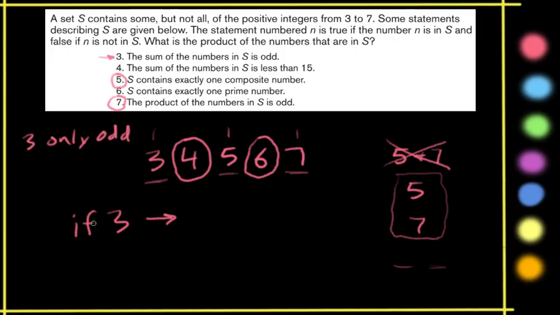What if 3 is false? So let's go back here. If 3 is false, the sum of the numbers in S has to be even. So that would mean that either 5 and 7 are both true, which we know is not possible, or that neither one of them is true. So if 3 is false, we can't have just 5 or just 7. We'd have to have neither one be true. So that would mean there would be no odd numbers. So is that another possibility? 3 is the only odd, or there are no odd numbers.